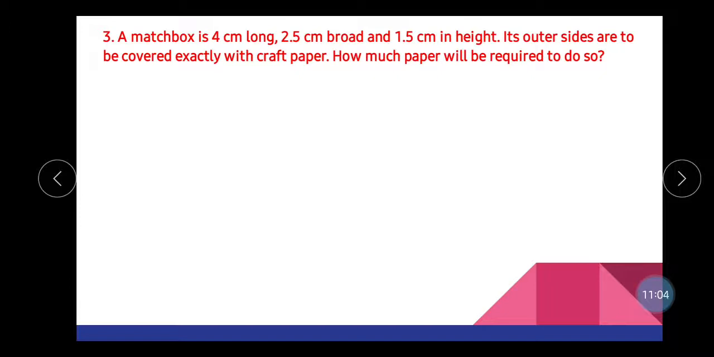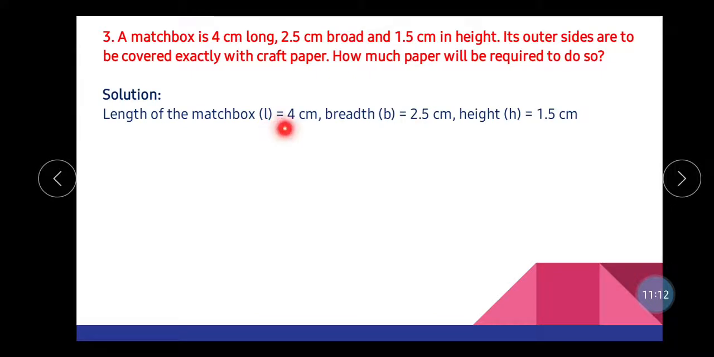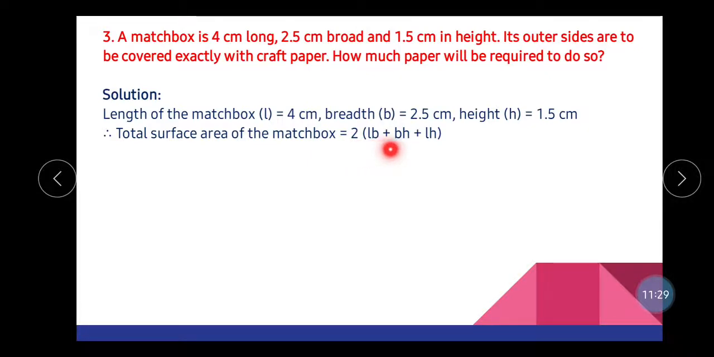Let's calculate. Matchbox represents cuboid. So let's start. Length of the matchbox L is equal to 4 centimeter. Breadth of the matchbox B is equal to 2.5 centimeter. Height of the matchbox H is equal to 1.5 centimeter. Therefore, total surface area of matchbox, that is the cuboid, is equal to 2 into (LB plus BH plus LH). Substituting the values, we get 2 into (4 into 2.5 plus 2.5 into 1.5 plus 4 into 1.5).